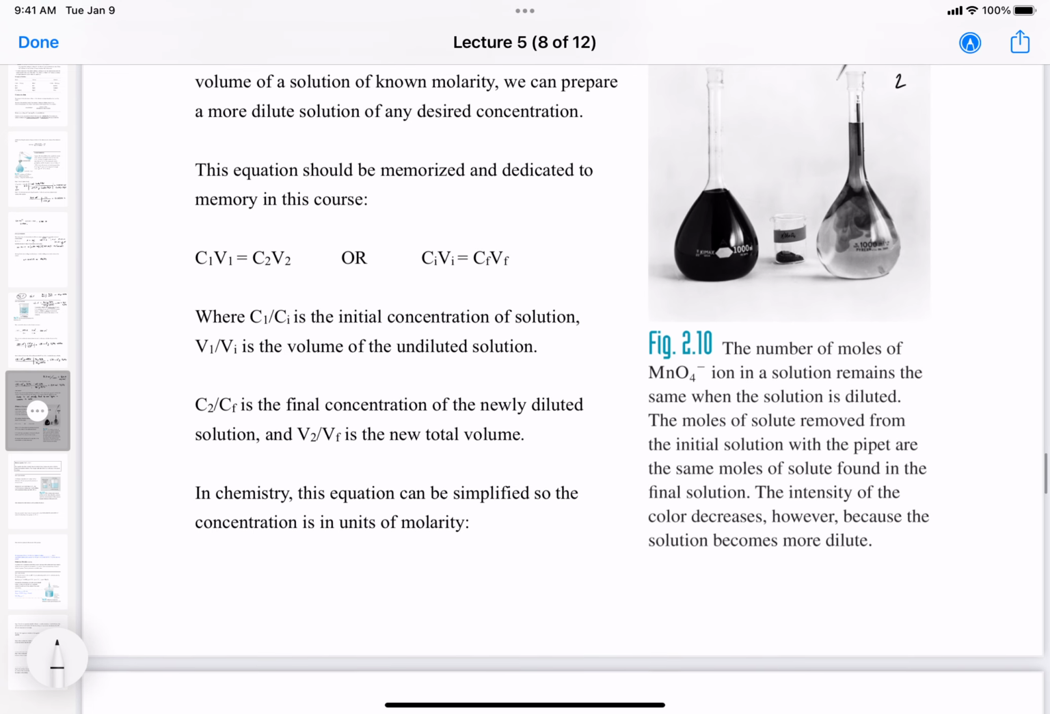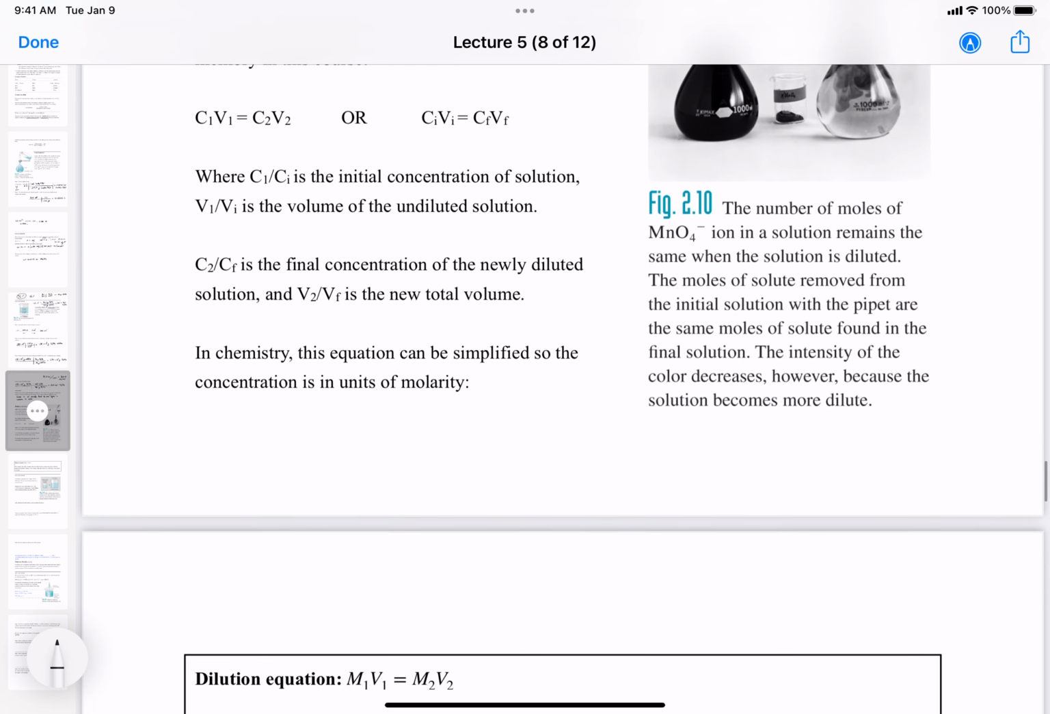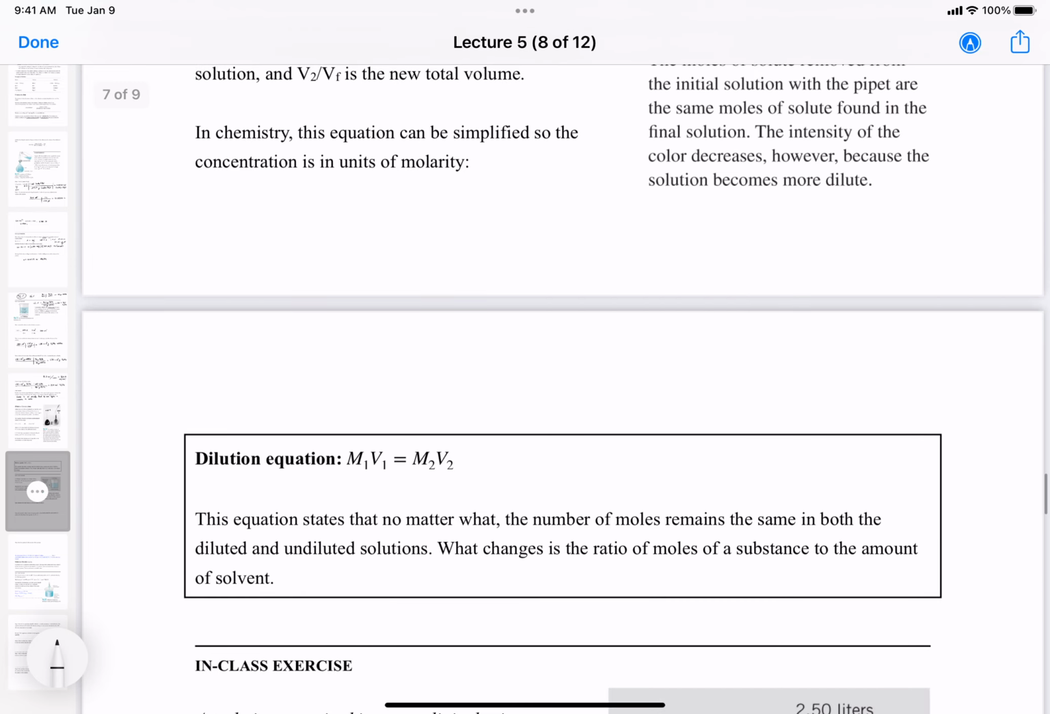We can actually simplify this in the units of molarity. So here's the dilution equation: M1 V1 equals M2 V2. That should ring some bells because it's called the dilution equation. I boxed this for a reason, because this is a very important equation that everyone should know. It states that no matter what, the number of moles remains the same in both the diluted and undiluted solutions. Okay? What changes is the ratio of moles of substance to the amount of solvent.